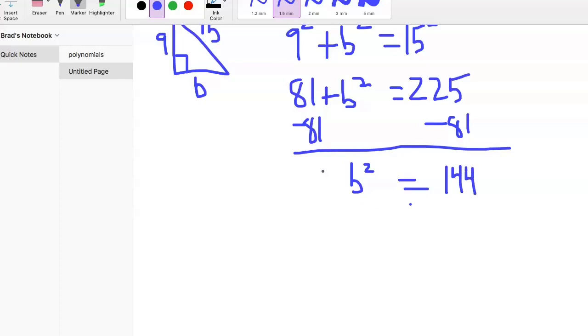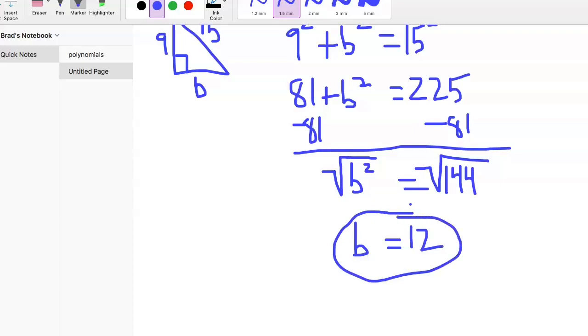Same as before, square root both sides to get rid of that squared, because we're just solving for b. b equals the square root of 144, which is 12, right? 12 times 12 is 144. b is 12. There's our answer. And that is the video for the Pythagorean Theorem. Hopefully it helped you out.